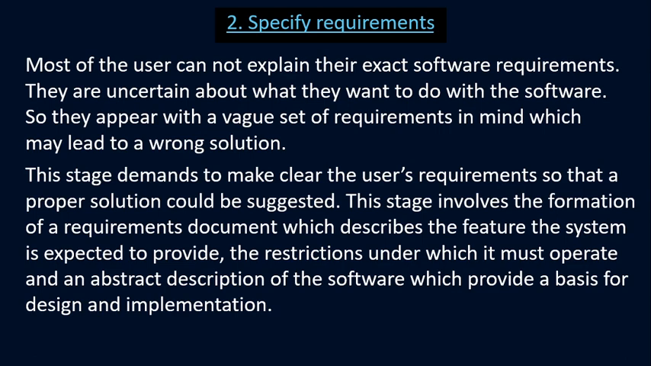This stage demands to make clear the user's requirements so that a proper solution could be suggested. This stage involves the formation of a requirement document. A requirement document is a written document in which we write the different requirements of the user, which describes the features the system is expected to provide, the restrictions under which it must operate, and an abstract description of the software which provides a basis for design and implementation.